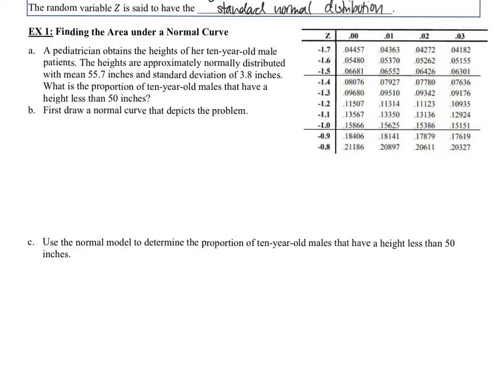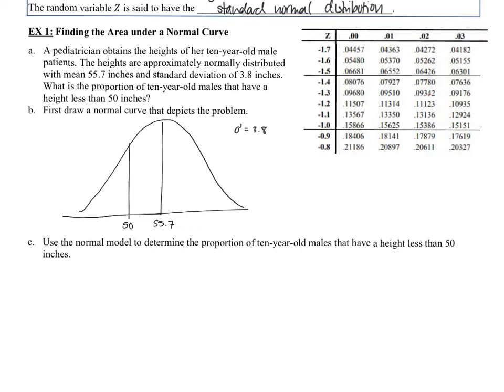Okay, so first for part B, draw a normal curve that depicts the problem. So we have our normal curve here. And what are we looking for? Well, we have a mean of 55.7, and we know we have standard deviation of 3.8. And we are looking for the proportion of 10-year-old males that have a height less than 50 inches. So let's say this is 50. And we want the proportion of males that are in the area below it. So less than 50.